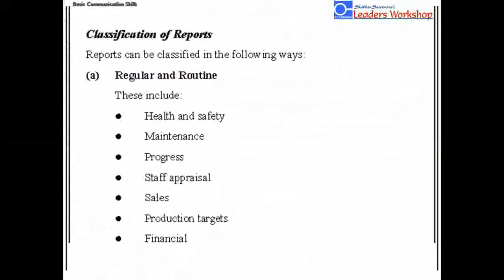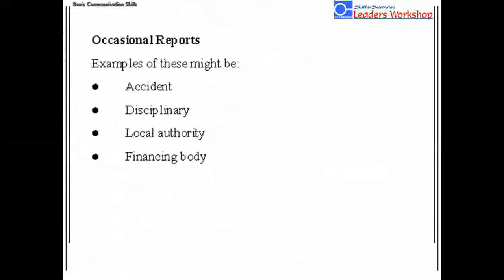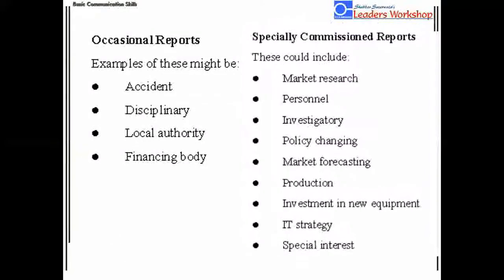Classification of reports. Reports can be classified in the following way. Regular and routine reports, which include safety and health, maintenance, progress, sales, and financial reports. We have occasional reports, which include accident, disciplinary, local authority, and others. And we also have specially commissioned reports, which include market research and investigation, market forecasting, the IT strategy, and so on and so forth.